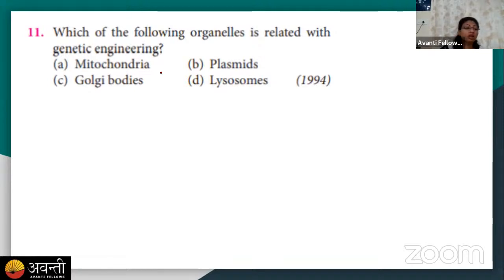Yes, as you know, we always perform the genetic engineering in the simplest organism. Usually we are taking bacteria. In those bacteria, no specific organelle is present except the extra chromosomal plasmid, that is double-stranded circular DNA. So we can say the answer will be option B, because they are almost prokaryotic organisms. So mitochondria, Golgi bodies, and lysosome cannot be possible.